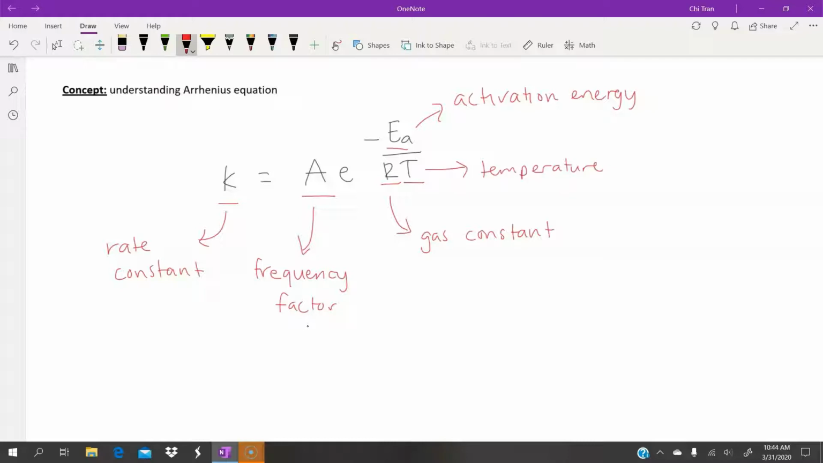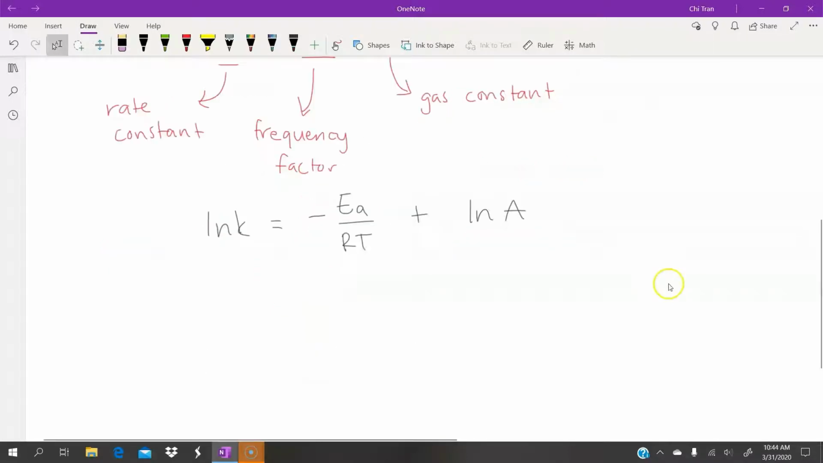And this Arrhenius equation comes in another form, which can also be found in the same section of the data booklet. In this form, it gives us ln K equals negative Ea over RT plus ln A. And in this format, it's easier to comprehend the Arrhenius equation because it's very similar to a linear equation, which is y equals mx plus b.